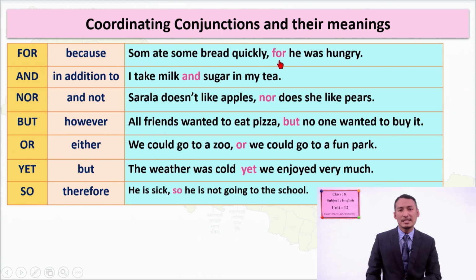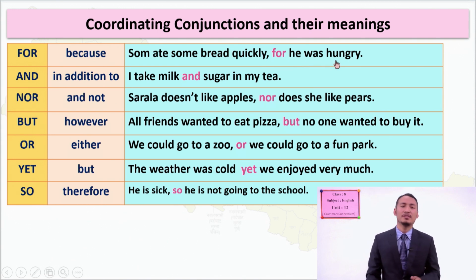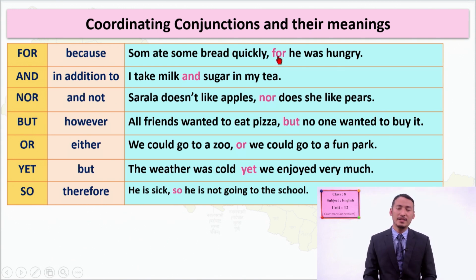Okay, students, let's look at this example. Som ate some bread quickly, for he was hungry. Let's look at the meaning. Som ate bread quickly, for he was hungry, means because he was hungry. Here for means because. And means in addition to.